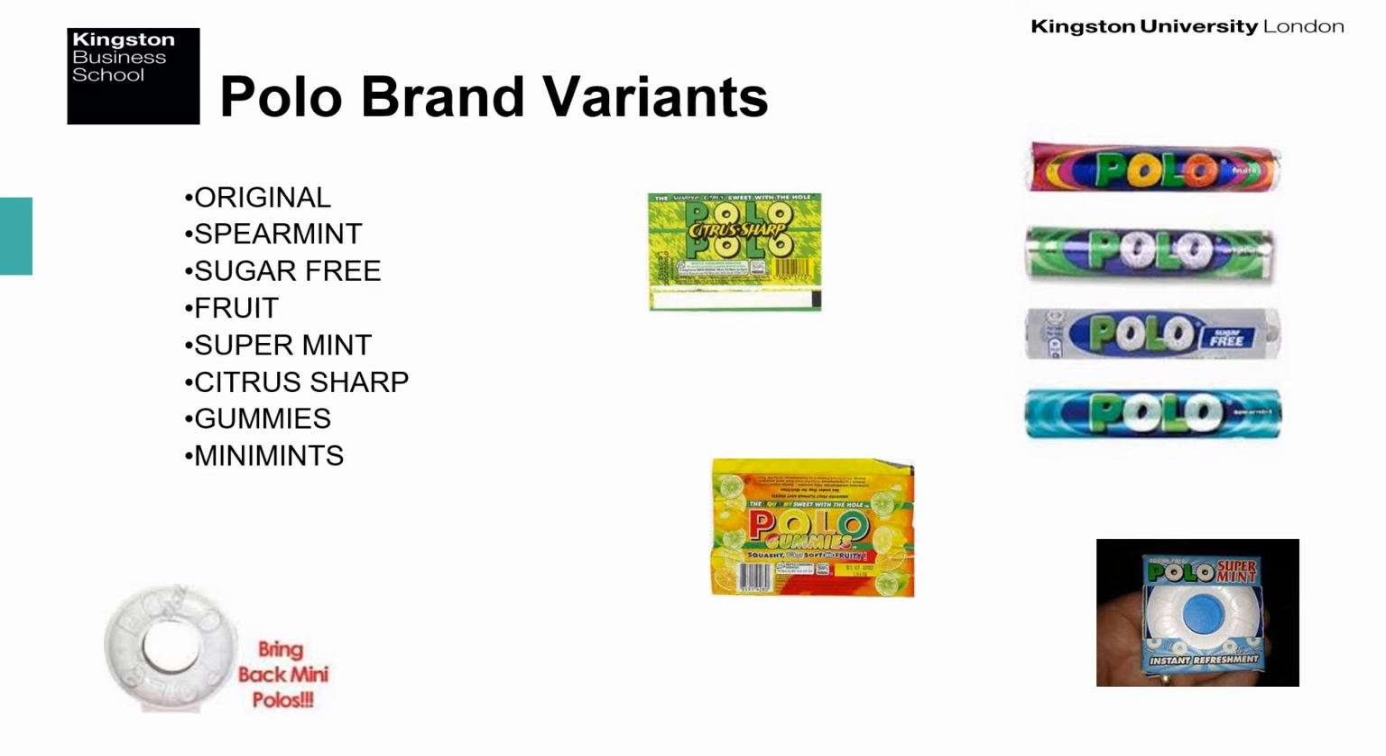And here's an example of the brand variants relating to Polo. We think of Polo mints, but actually there are Polo fruits, Polo gummies, Polo citrus, large Polos, small Polos, sugar-free Polos, etc. So depending on your palate and whether you want to eat sugar or have something that's sugar-free, depending on the type of sweet that you're looking for, there is a Polo for you. Apart from mini Polos, which have been taken off the market, but there is a Facebook campaign to try to have them brought back.